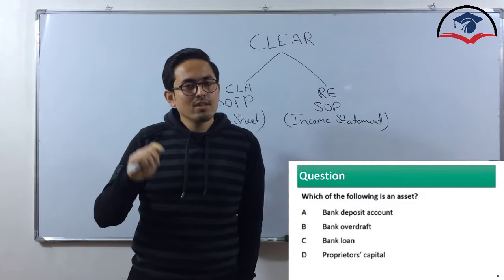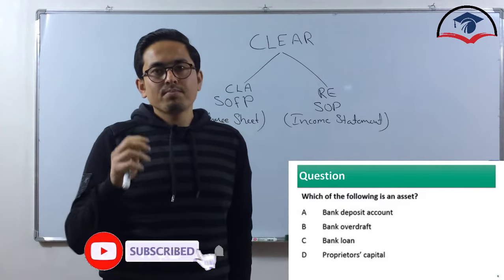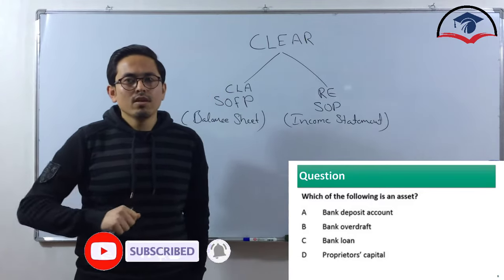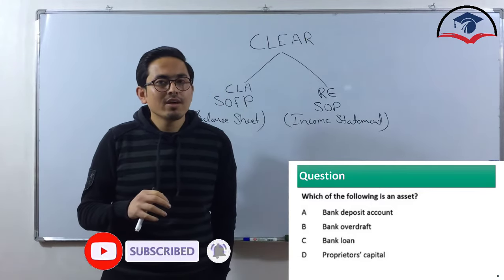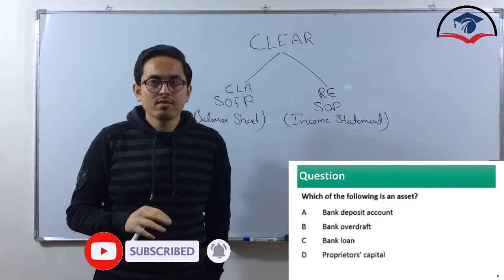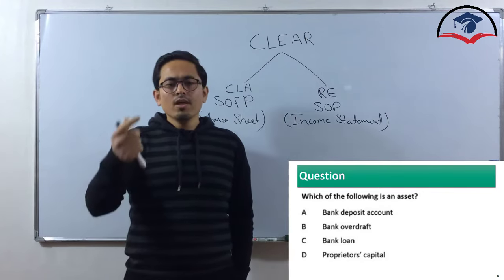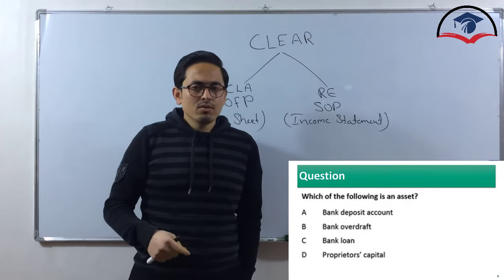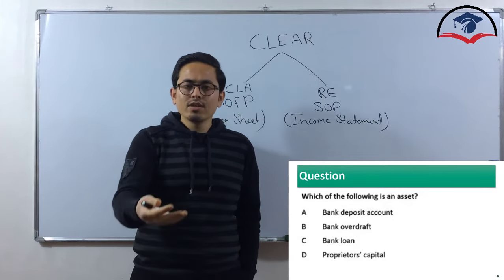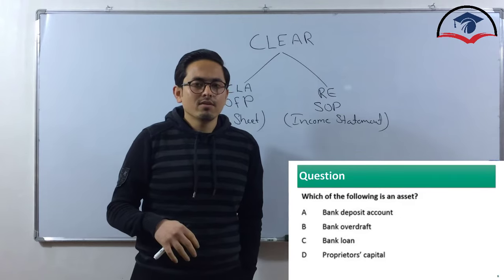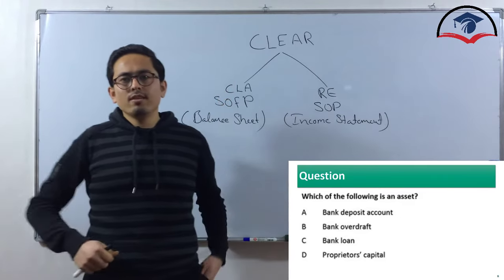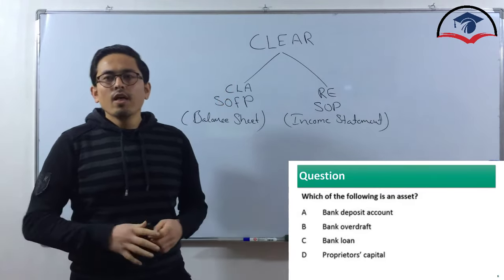We have already studied what's an asset. We have 4 options: bank deposit account is an asset, bank overdraft, bank loan, or proprietor's capital. Which of them? I recommend you pause the video and just think about that. After that, come up with the answer yourself. But let's continue and let me tell you the answer.